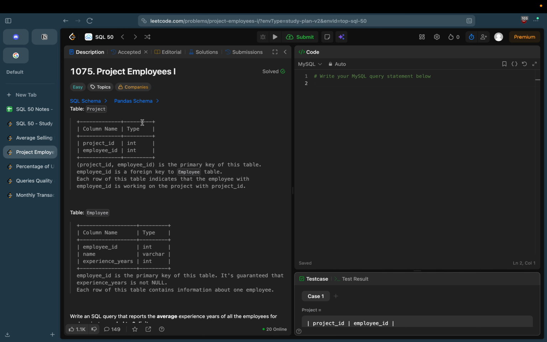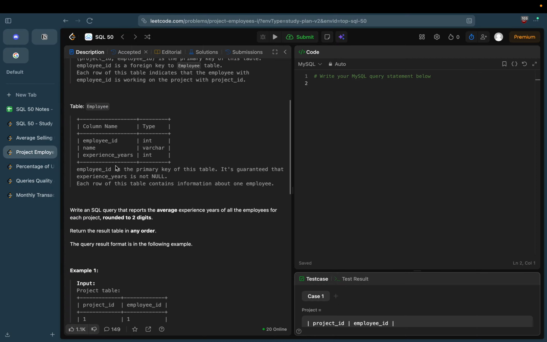This question is called project employees 1. We have the first table called project, where the columns are project ID and employee ID. Project ID, employee ID is the primary key of this table. Employee ID is the foreign key to employee table. That's the next table in consideration. Each row of this table indicates that the employee with employee ID is working on project with project ID. Alright, so an assignment of a project to an employee.